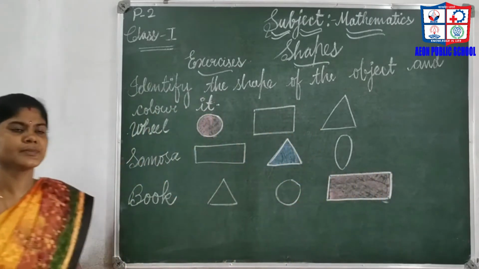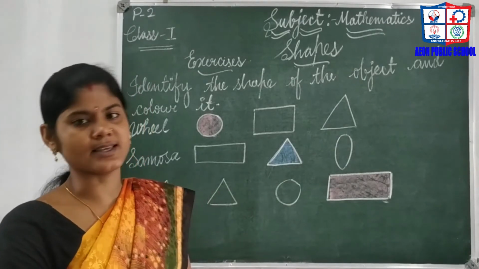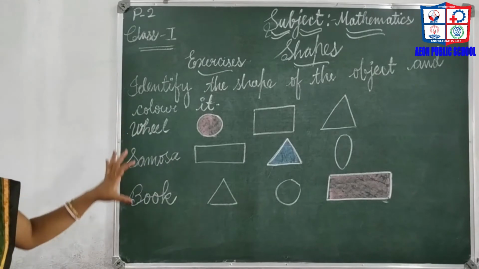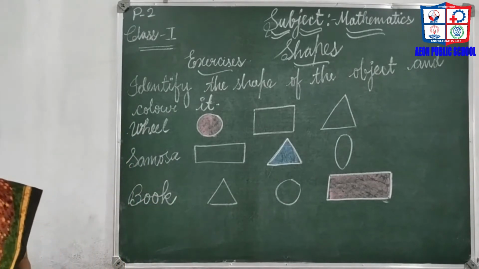One more thing. Here I have used only 3 examples. In your exercise, many things are there. I am just explaining these things. By this only, we have to complete the exercise. Clear?